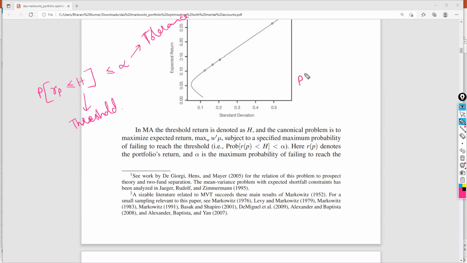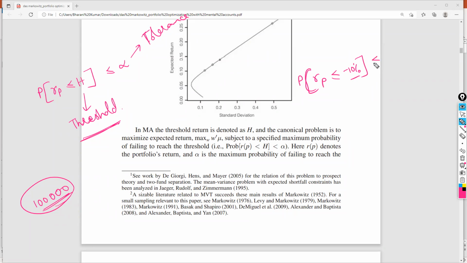If someone says the probability of return on my portfolio should be less than or equal to minus 10%, that's my threshold. If I'm going to invest $100,000, I don't want to lose more than 10% of this. More than 10% of this, I don't want to lose because that's my threshold. As an individual, that's my threshold.